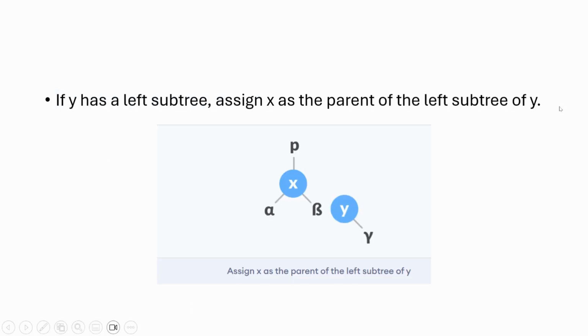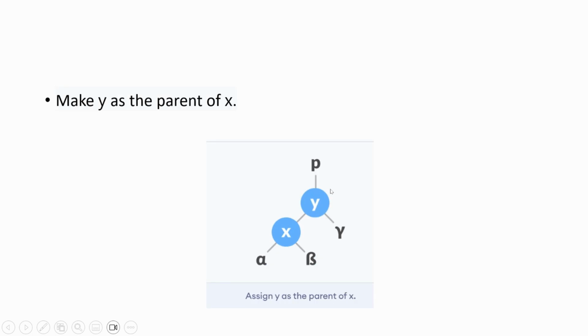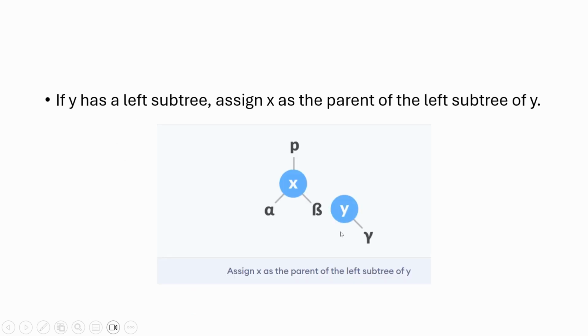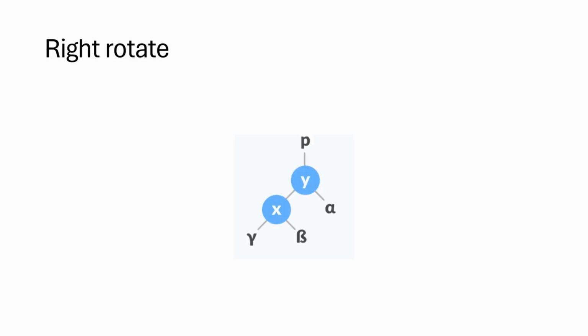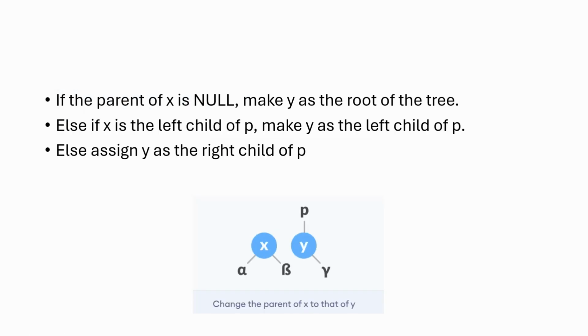So we started off with this, right? We're making Y the parent of X, right here. X has children A and B, Y has its child. Same thing. We haven't touched the children yet. Okay? So that's what essentially happened.